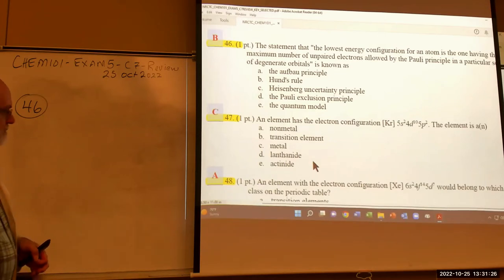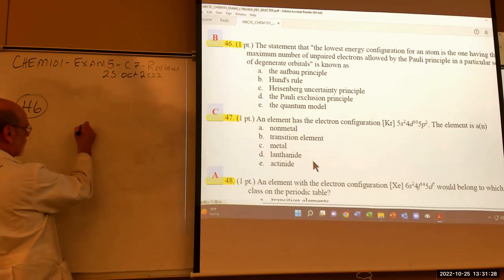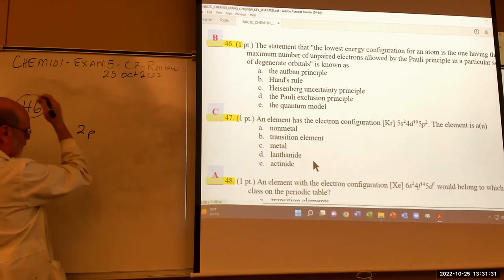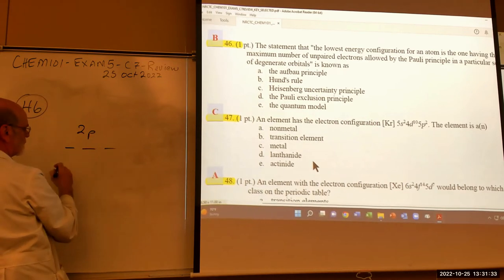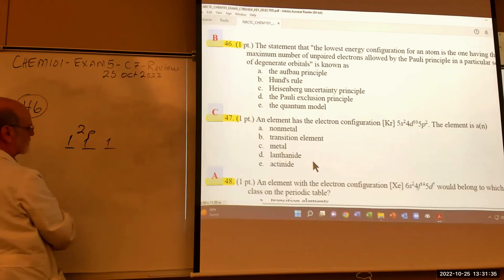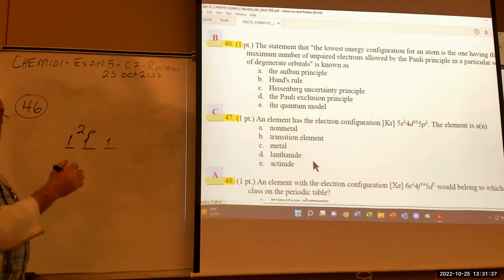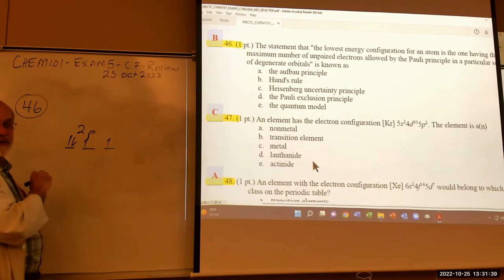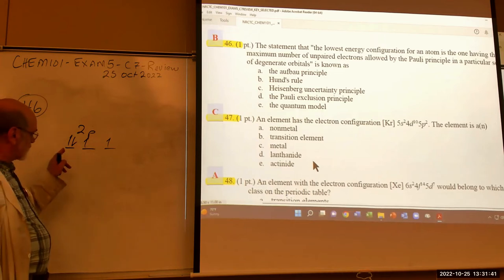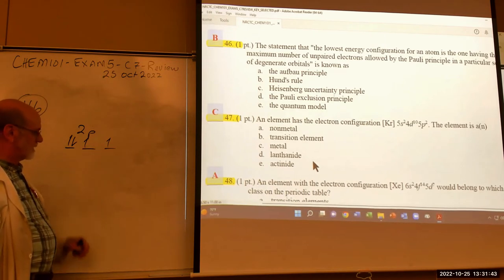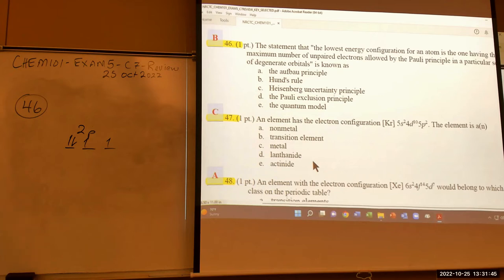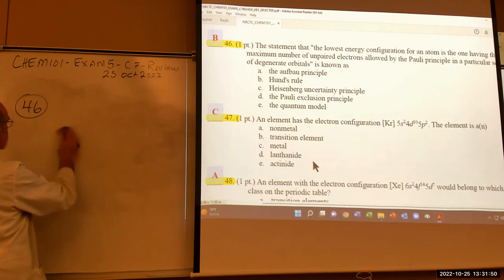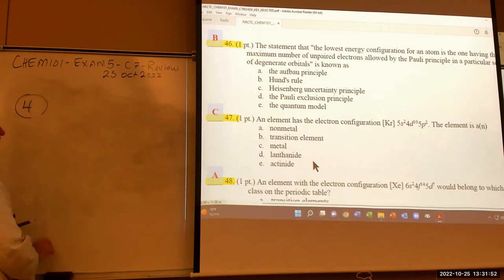Hund's rule. The example I give you is like we have a 2p for nitrogen, right? It'd be like this, this, and this. For oxygen is one more electron. Now you can pair them up. Right? But nitrogen has to have one in each one of these before you can start pairing. That's Hund's rule. 47.